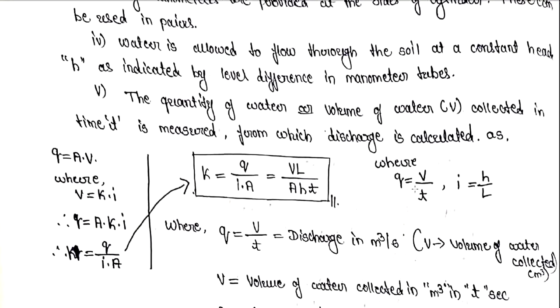So discharge is nothing but V divided by t. V is volume divided by time. Volume is in meter cube, time is in seconds, so discharge is in meter cube per second. So you can see the unit of discharge.